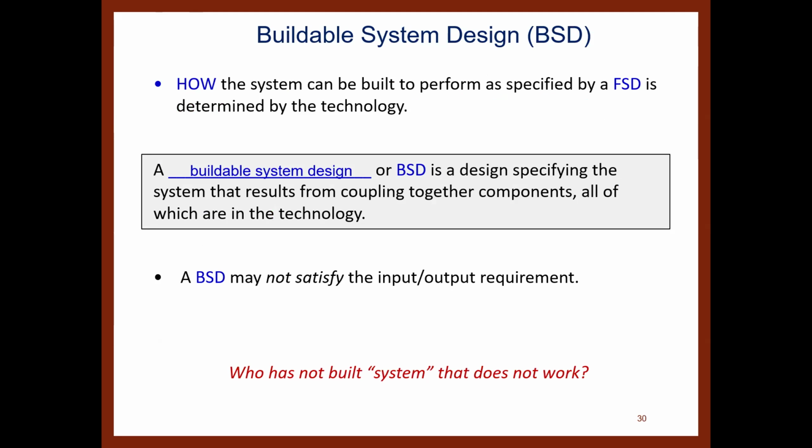That's the question. So a buildable system design is a design specifying the system that results from coupling together components, all of which are in the technology. So basically, you're taking the technology requirements, and if we can satisfy those technology requirements, then we're gonna have a buildable system design, something that we can build.